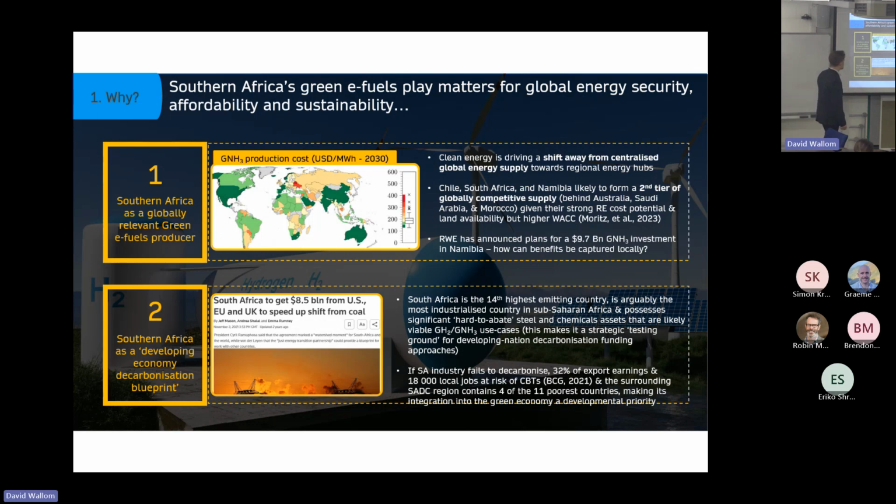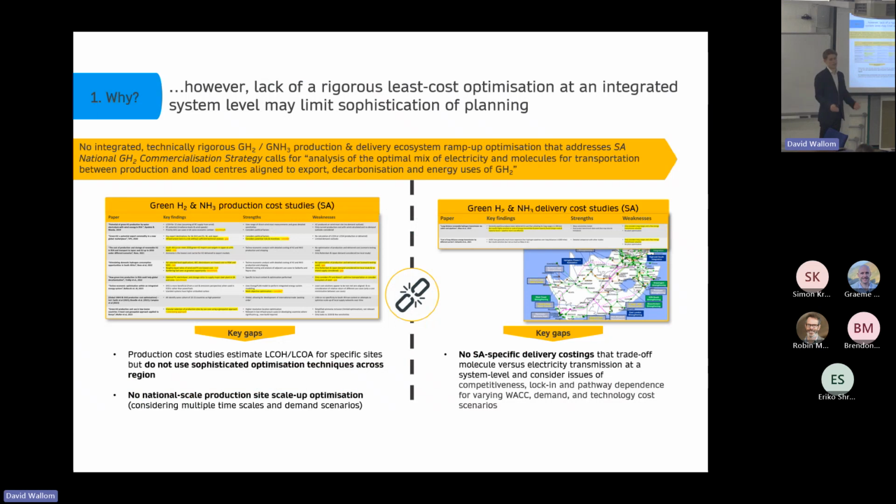There are significant consequences here if South Africa fails to decarbonize: 32% of export earnings at risk. Of course, the surrounding SADC region contains 4 of the 11 poorest countries on Earth, but also countries that are going to be critical for the supply of green technology minerals. For example, the DRC provides about 70% of the world's cobalt supply at the moment. So integrating that region into the green economy is critical.